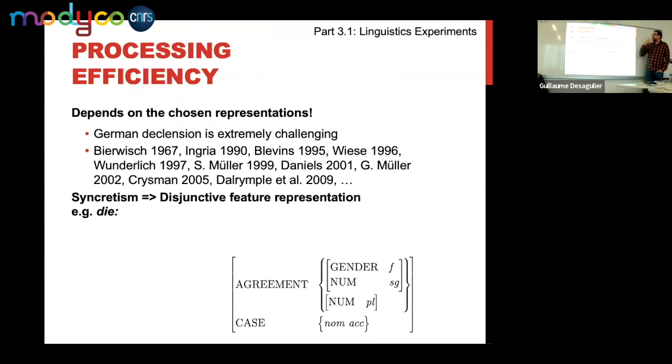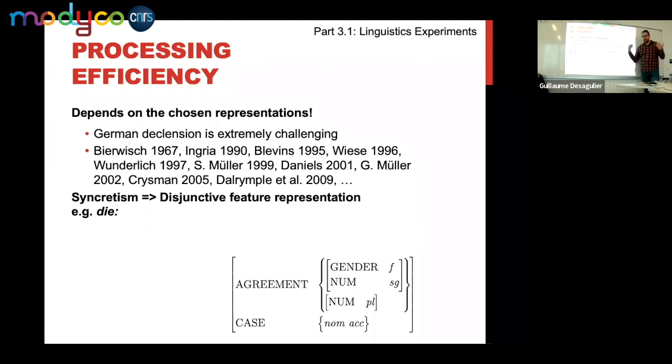The second thing was processing efficiency. Surely, ambiguity leads you to a lot of uncertainty in processing, but that depends a bit on how you represent grammatical information. So if you write things down like here, these curly brackets mean that you have a choice to make. And this is what happens if you think that a competence grammar is completely separate from processing.